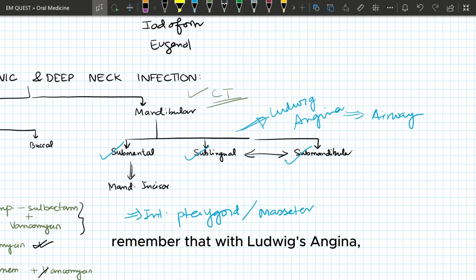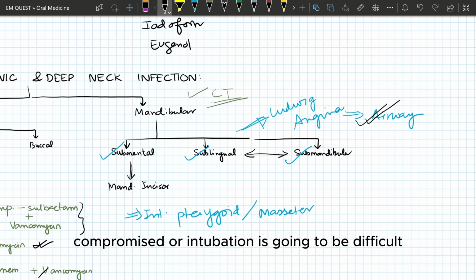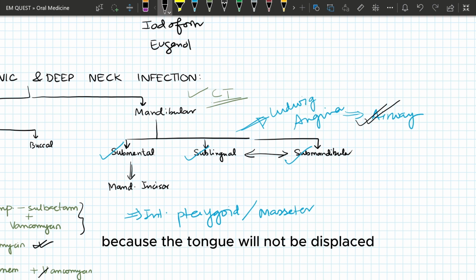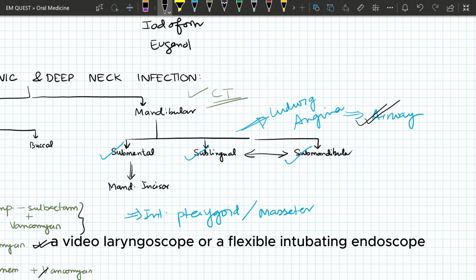Remember that with Ludwig's angina, the concern that we had was airway compromise. So naturally, we are going to give antibiotics, but airway management will definitely be a priority. Remember, in these patients, if the airway is compromised, oral intubation is going to be difficult because the tongue will not be displaced with a laryngoscope. So in such cases, what is recommended is a video laryngoscope or a flexible intubating endoscope.